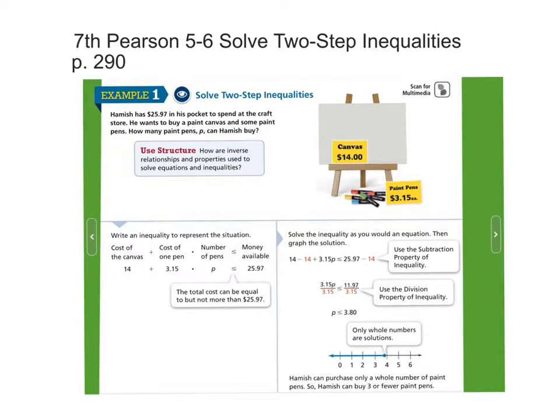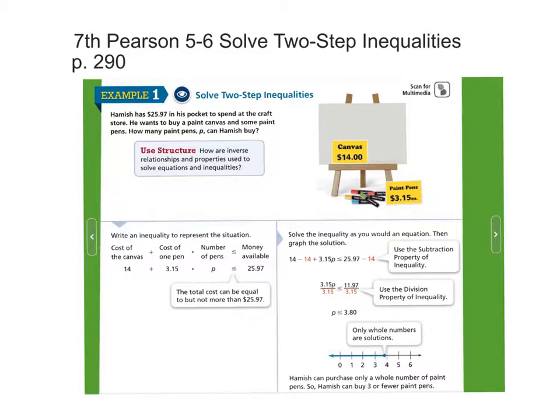Lesson 6, we're going to solve two-step inequalities. So we've solved two-step equations. This is going to be the same process. The only difference, like we talked about in the last lesson, is that at the end of the problem when you're solving these, if you have to multiply or divide by a negative, your inequality symbol is going to switch. The steps are identical to what we did when we solved equations, though.